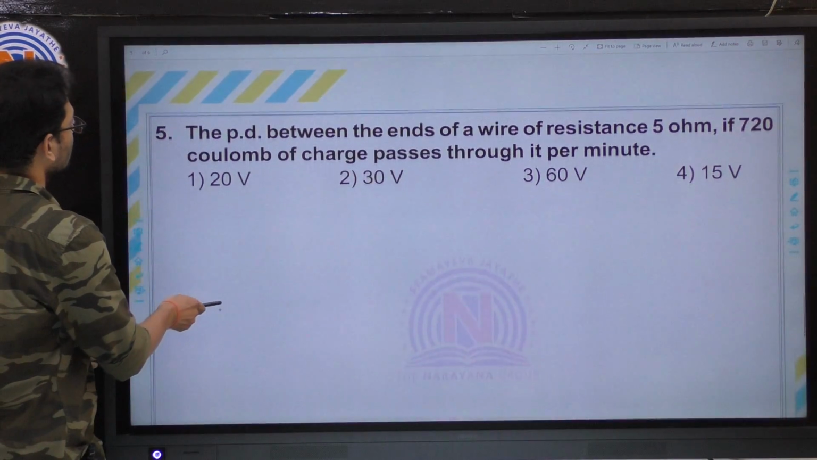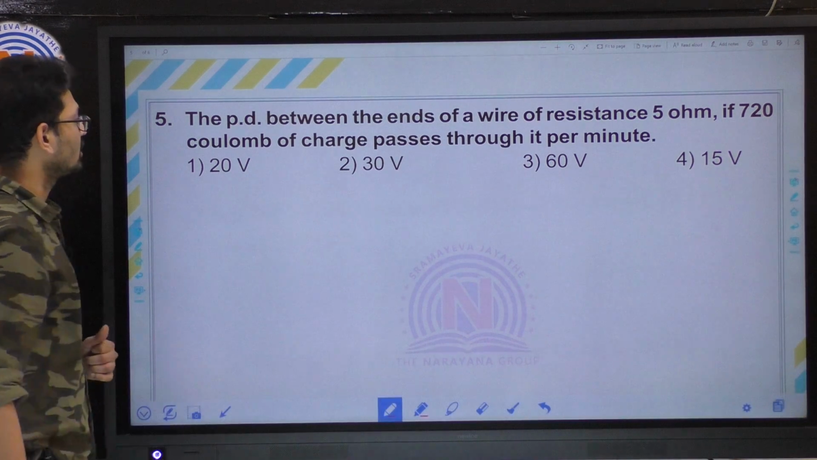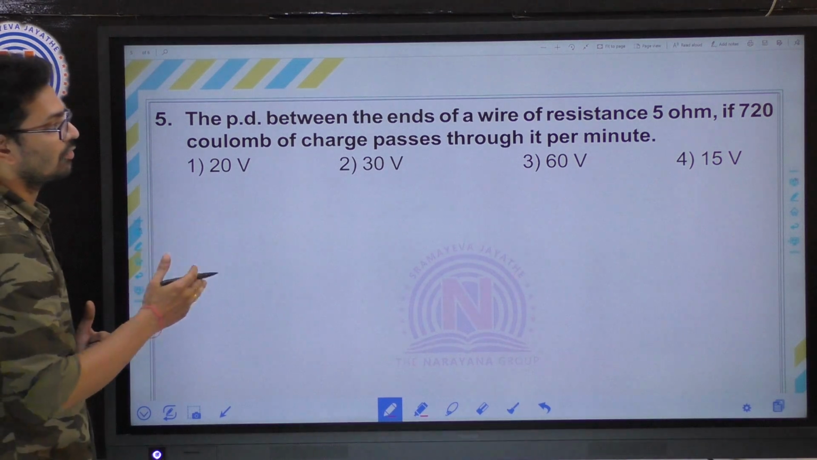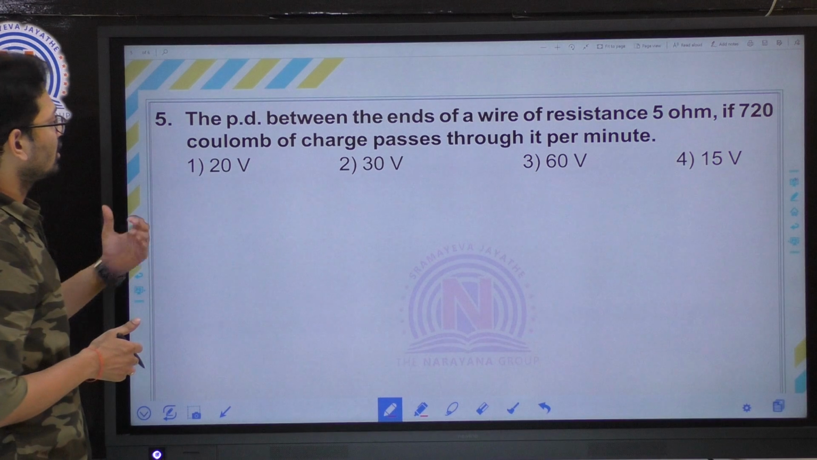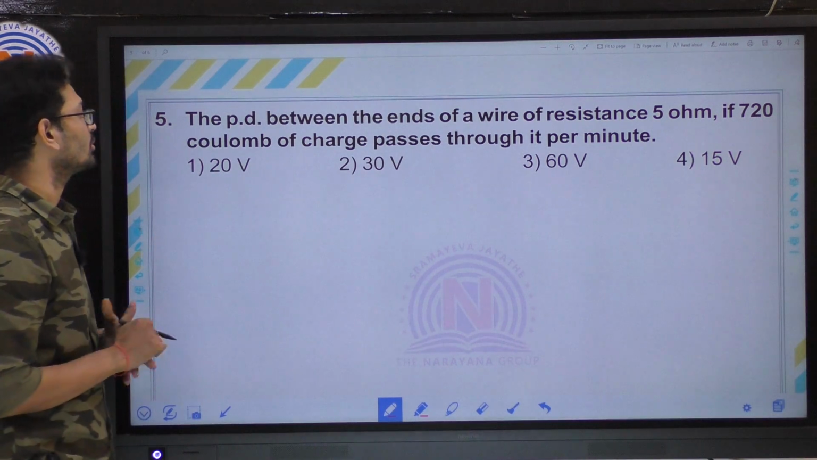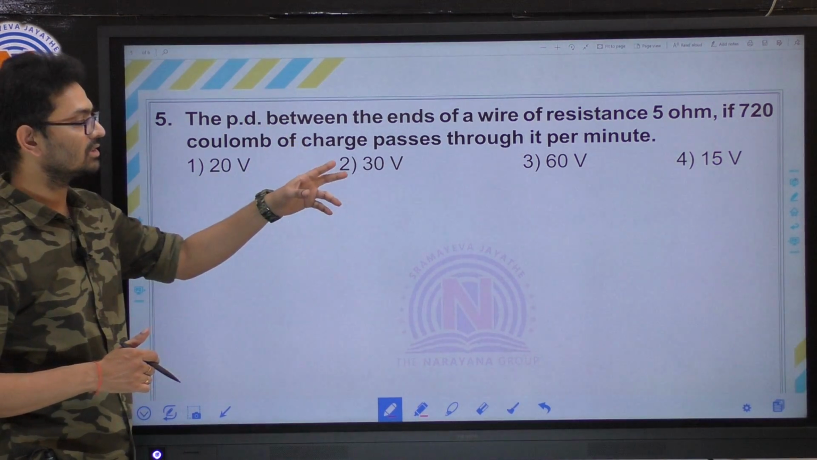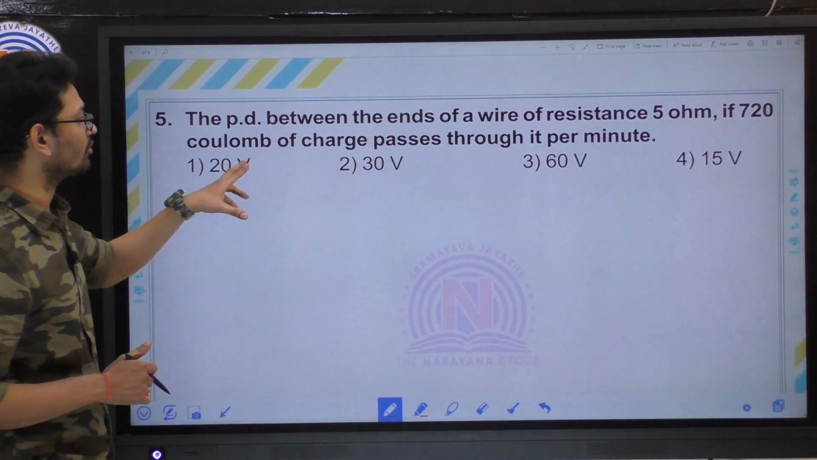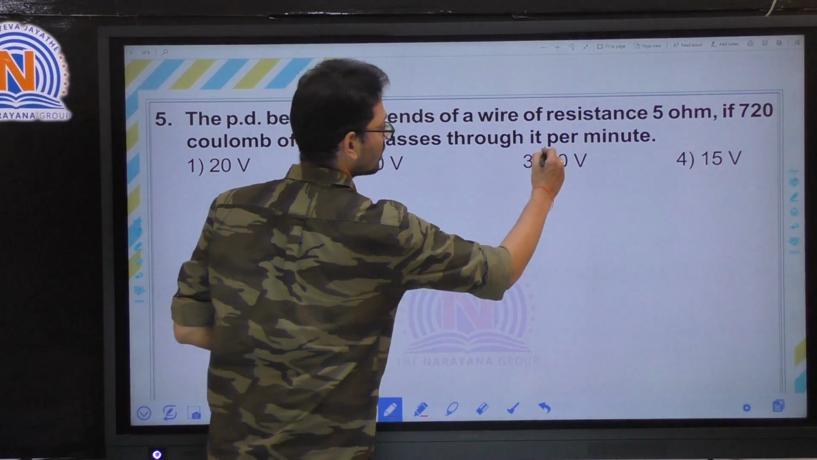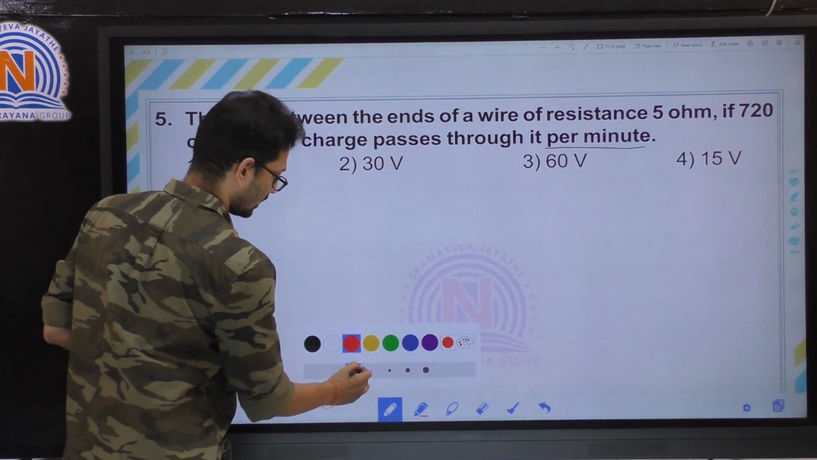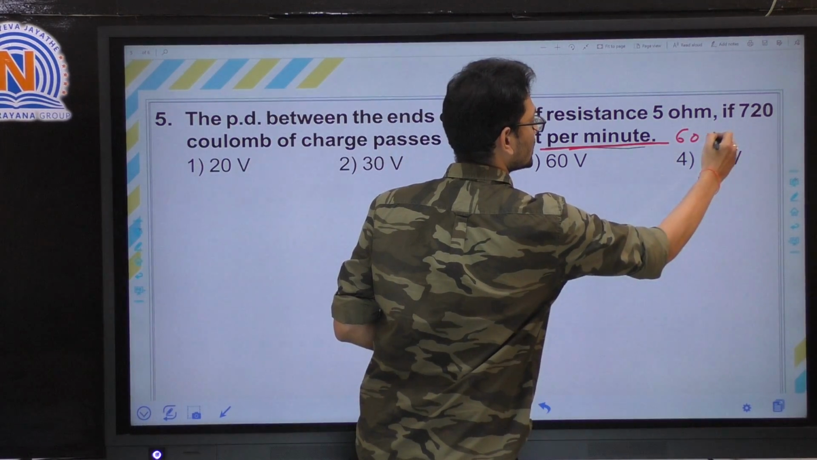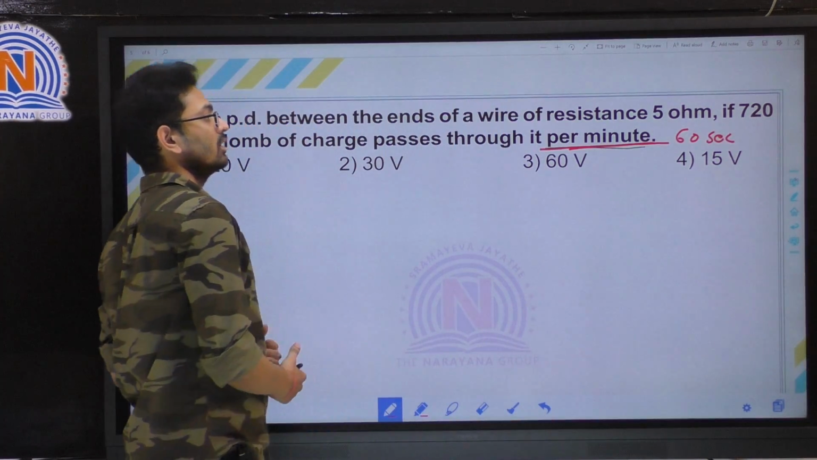Fifth question. The potential difference between the ends of a wire of resistance 5 ohm, if 720 coulombs of charge passes through it per minute. So per minute in the sense you are going to have 60 seconds over here. So let us convert all into SI units.